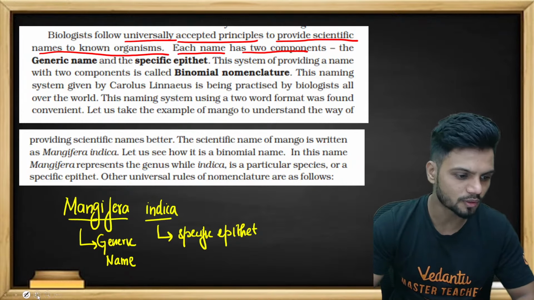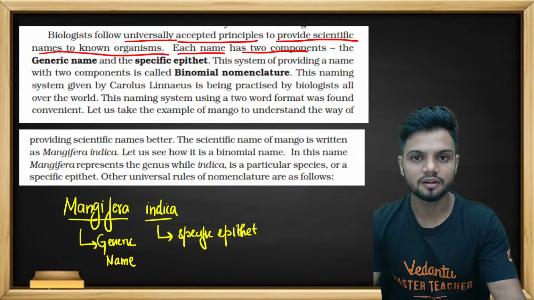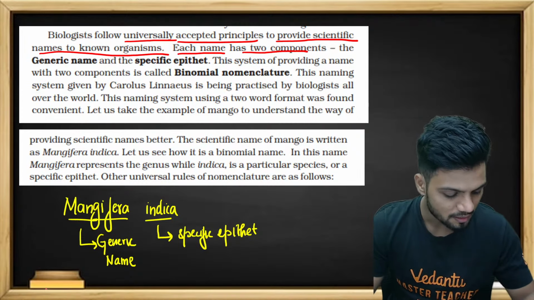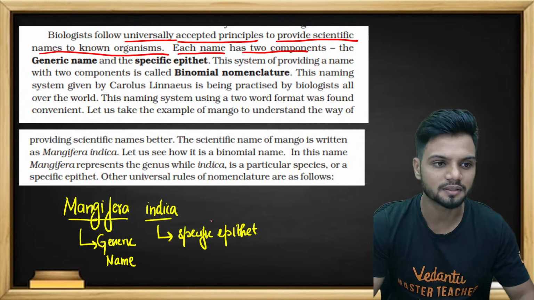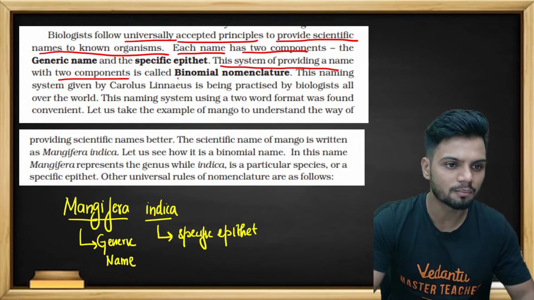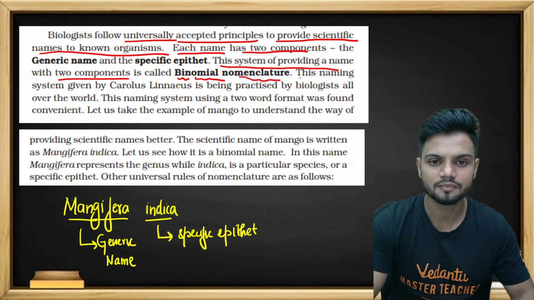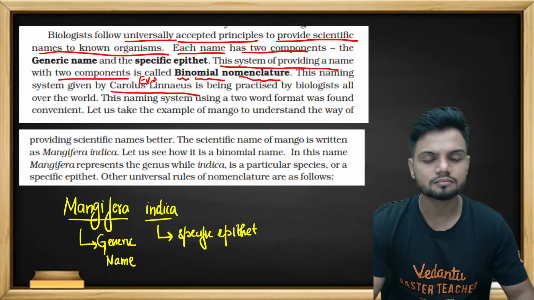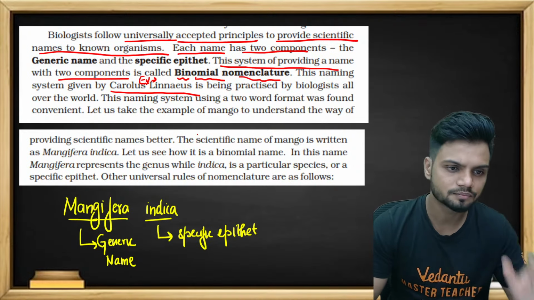That's why it's called binomial nomenclature. Bi means two. Nomenclature means giving a name. So giving two names is called binomial nomenclature. Generic name and specific epithet. Now this system of providing a name with two components is called binomial. Now this naming system was given by Carolus Linnaeus. Very important question: who gave the binomial nomenclature? Carolus Linnaeus.